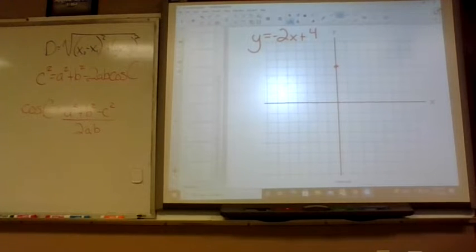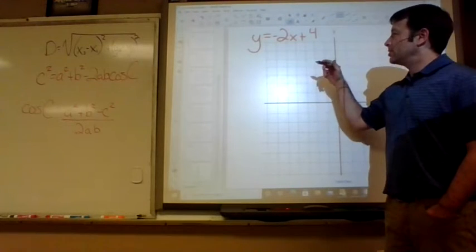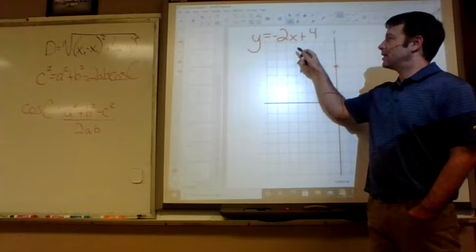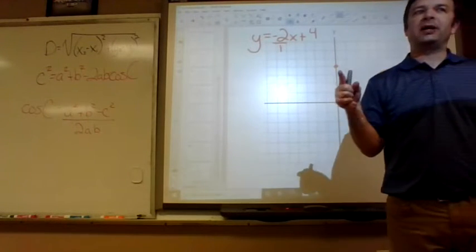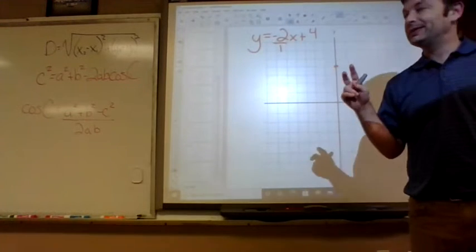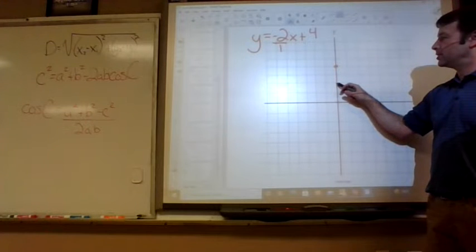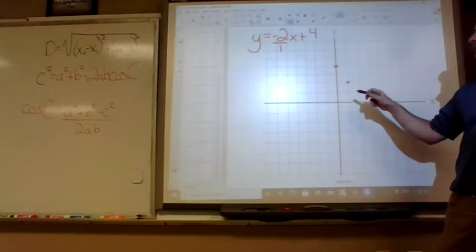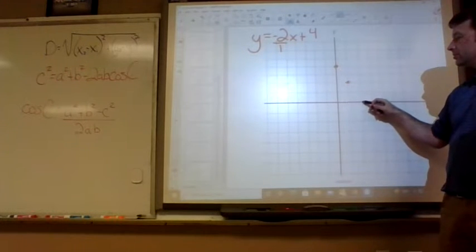Okay, that's the point that the line is on. So what is the slope? Negative 2, or what's that as a fraction? Okay, so remember that means rise over run. So we're going to rise negative 2, which means we're going to go down 2. And we're going to run positive 1. I want 3 points on this, so I'm going to do it again. Rise negative 2, run 1.